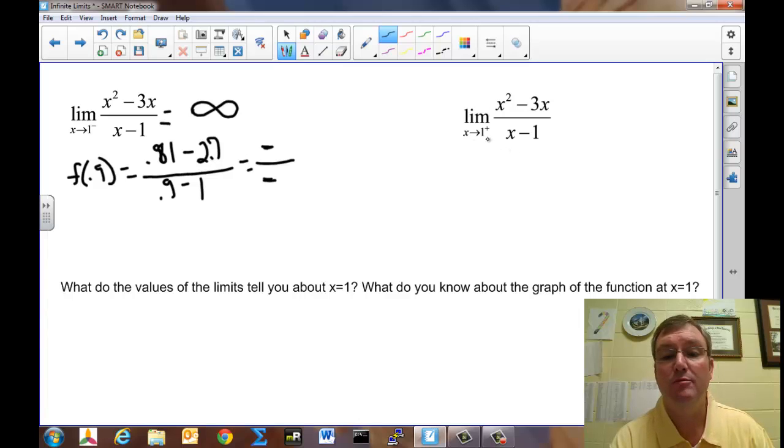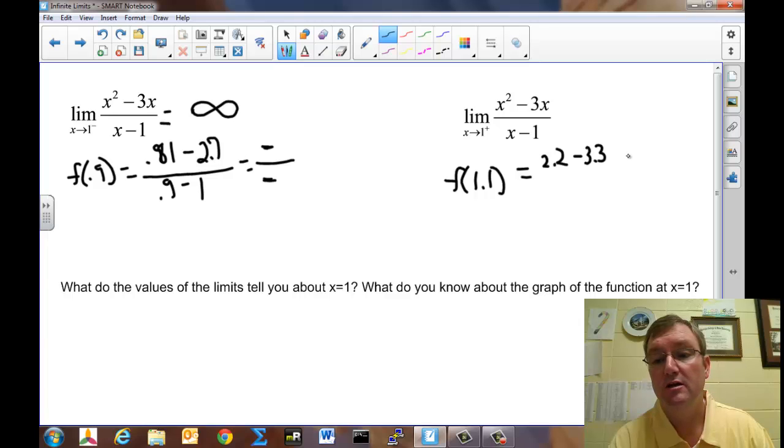What if we look at the same problem and look at it from the right side? So again, I'm going to look at what is f of 1.1. Well, at 1.1, I've got 2.2 minus 3.3, which is going to give me a negative number in the numerator. 1.1 minus 1 is going to give me a positive number in the denominator. Negative divided by positive tells me my answer will be negative. I know the limit should be infinity or negative infinity because at 1 the denominator is 0, so my final answer here is negative infinity.